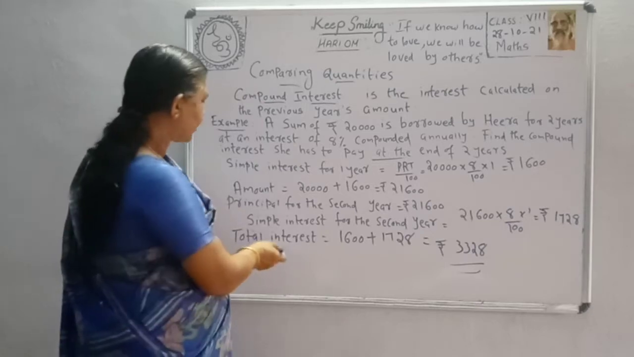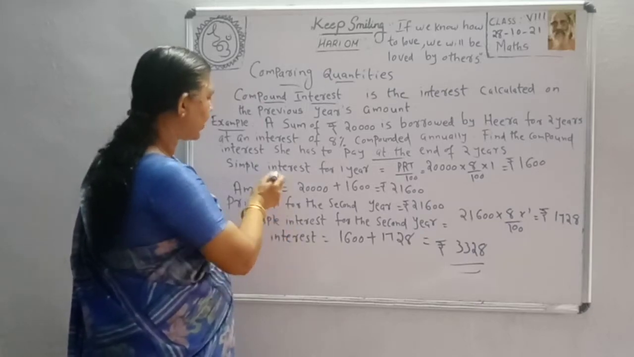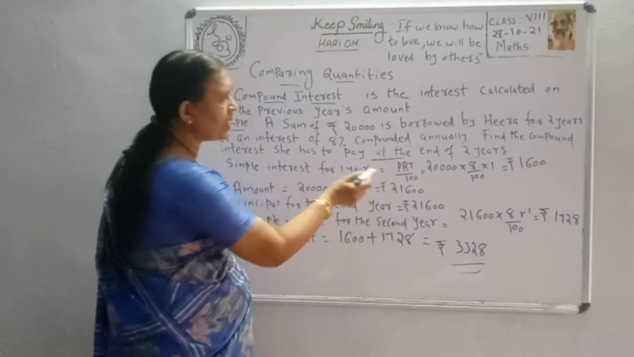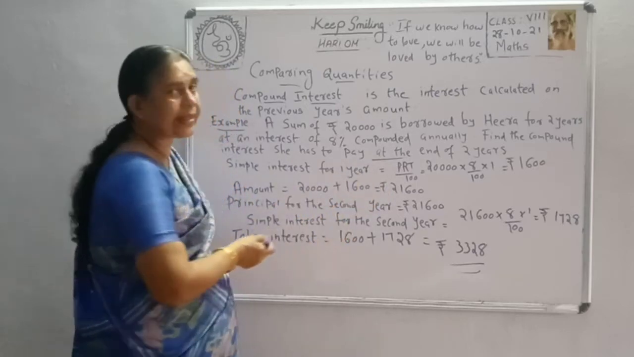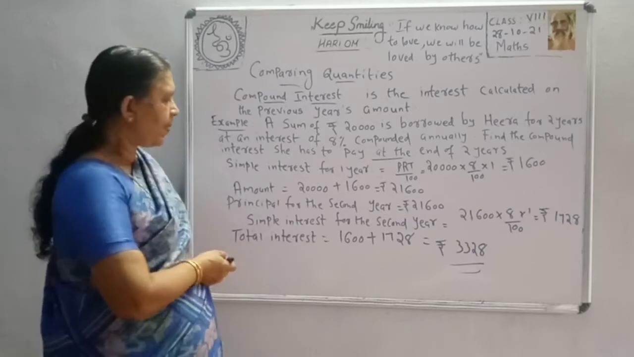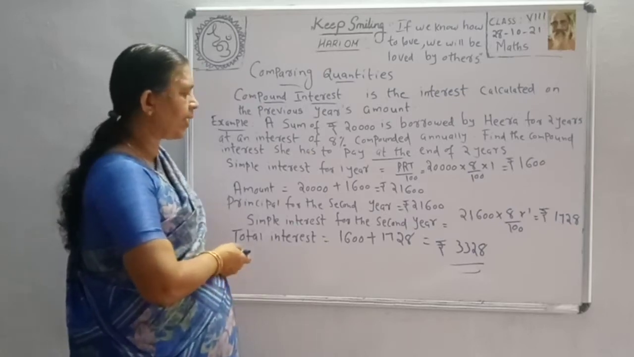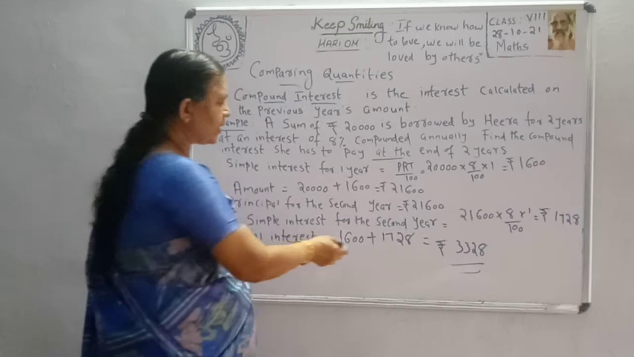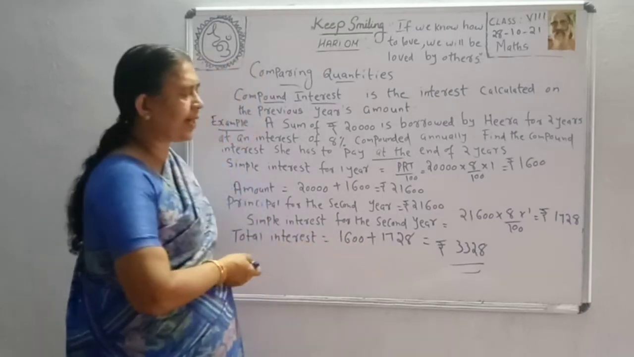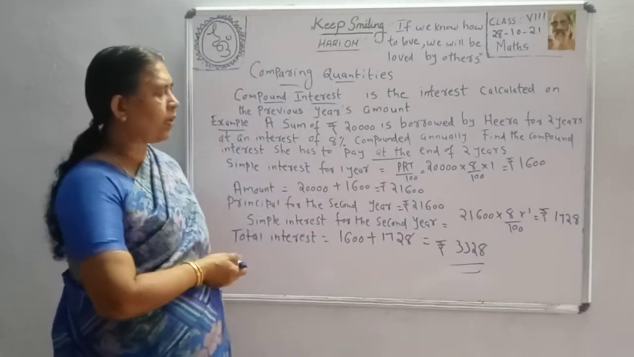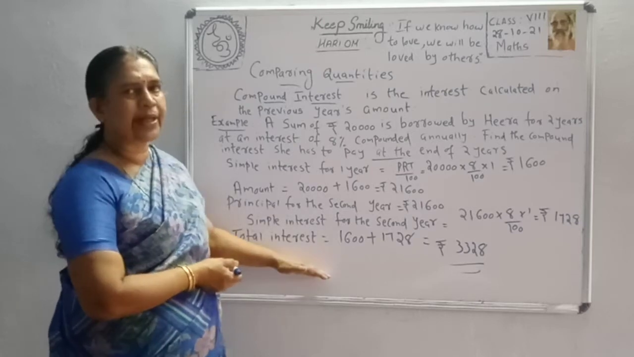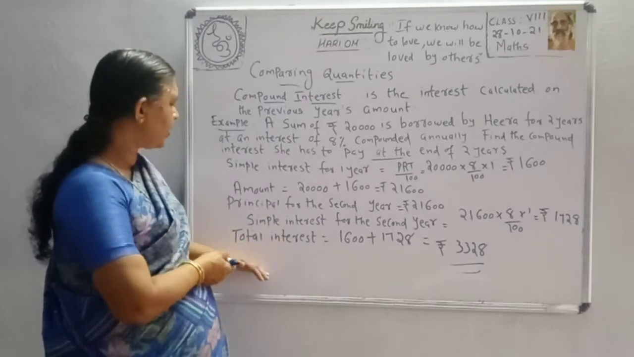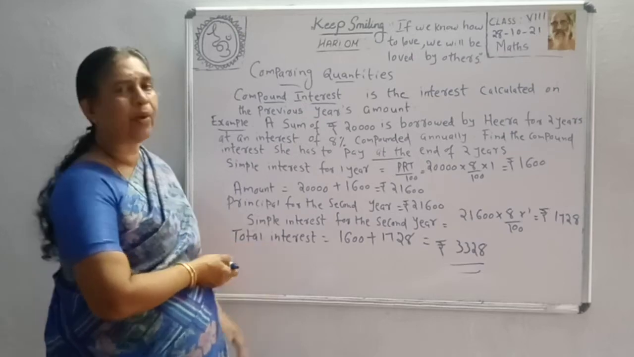Then what is the total interest? The simple interest for the first year is 1,600 and for the second year is rupees 1,720. Then what is the total interest? Total interest is equal to 1,600 plus 1,720. That is rupees 3,320. This is the compound interest. The interest is added, and this interest is called compound interest.